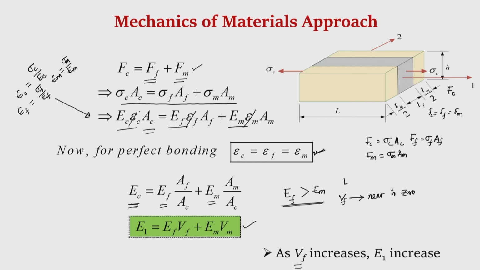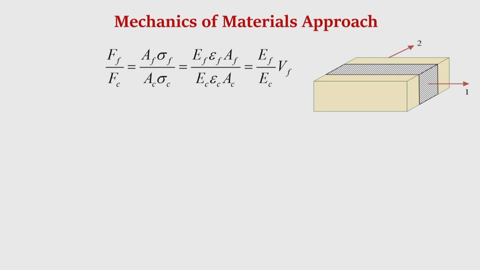Okay. Therefore, E m does not influence E 1. Therefore, E 1 is actually a fiber dominated property. Therefore, longitudinal Young's modulus is actually a fiber dominated property. Okay.